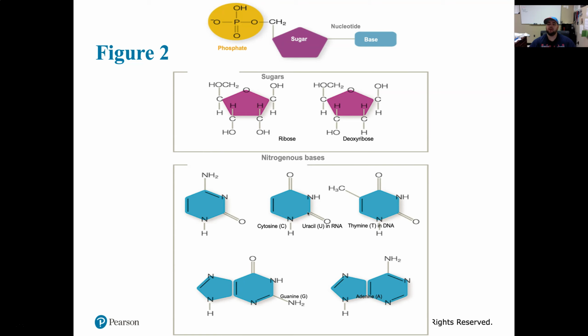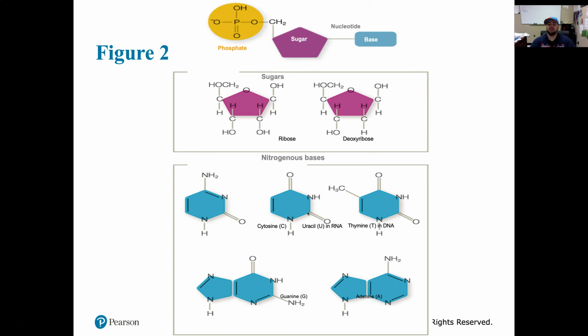Now, each one pairs specifically, and 3 of them are shared between RNA and DNA. RNA and DNA both have cytosine, guanine, and adenine. Both DNA and RNA have both cytosine, guanine, and adenine. The 4th nitrogenous base will change depending upon whether you're looking at DNA or RNA.